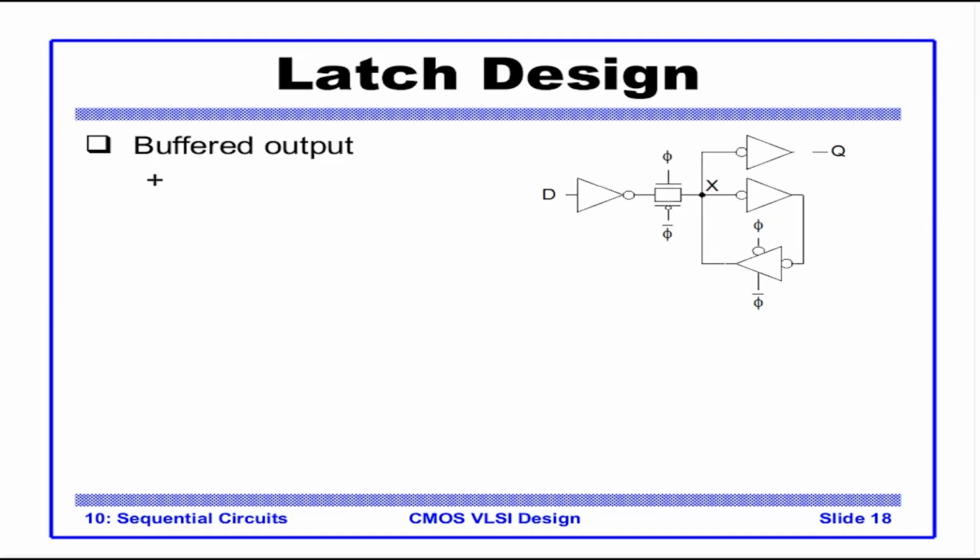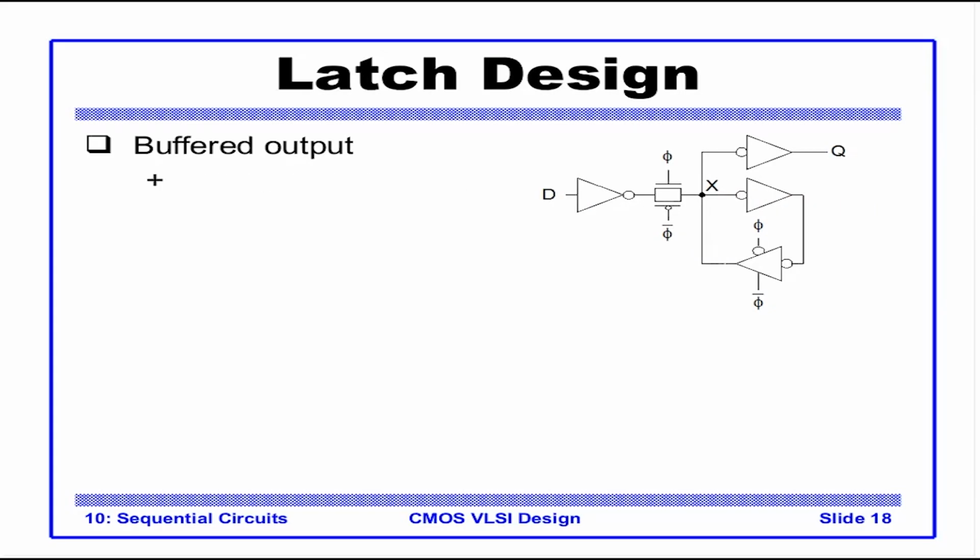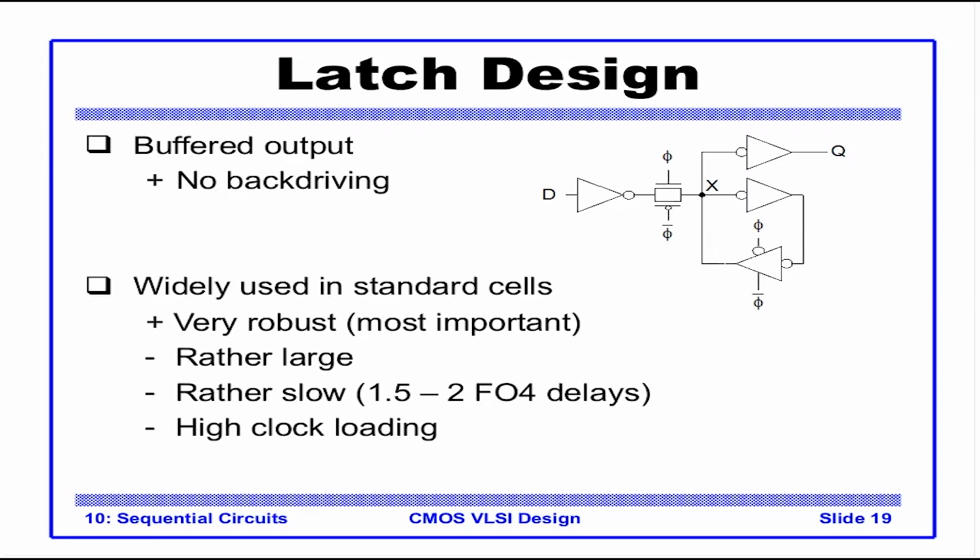We do one more tiny improvement. Compared to the previous circuit, where Q was feeding back into X, now instead of taking the Q output here, in the next improvement we take Q from X. What does this do now? It prevents the case of back driving. Q itself, the output itself, is not driving back anything into the circuit. This is very desirable from the noise point of view again. So this is the most widely used latch design.